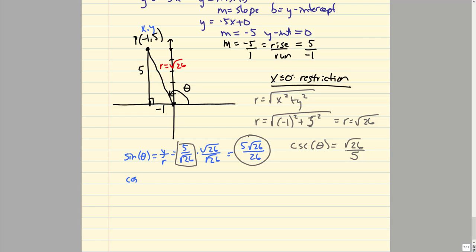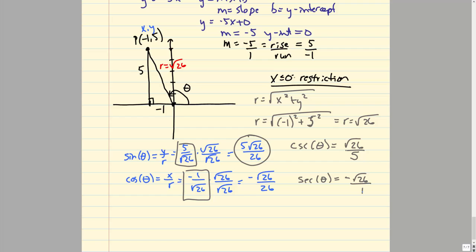So let's go ahead and look at cosine next. Cosine of theta is x over r. X is -1 over the square root of 26. Rationalize that denominator. This is negative square root of 26 over 26 then. The reciprocal of cosine is secant. The secant of theta I'm going to find from right here. So that would be a negative root 26 over 1, or just negative root 26.